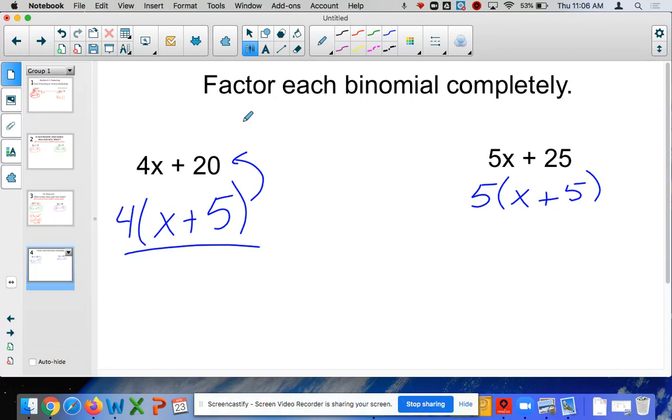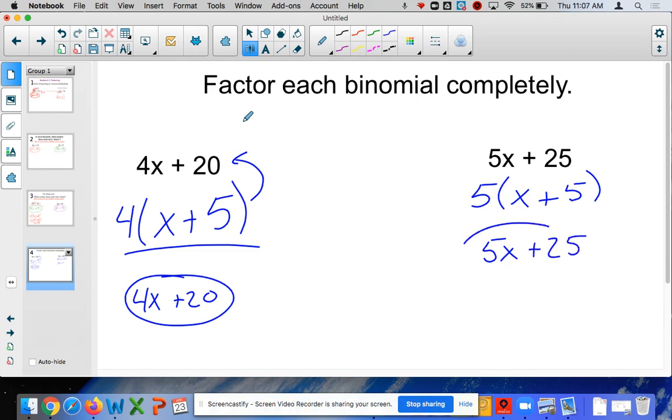Let's check real quick. 4 times x gets you 4x. 4 times 5, does that get you positive 20? Yeah, it sure does. So we're good. Let's check this one. 5 times x, does that get you 5x? Yep. 5 times 5, does that get you a positive 25? Yep. We ended up right where we started. So yeah, that is the factored form.